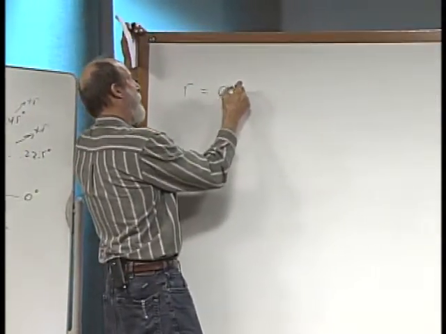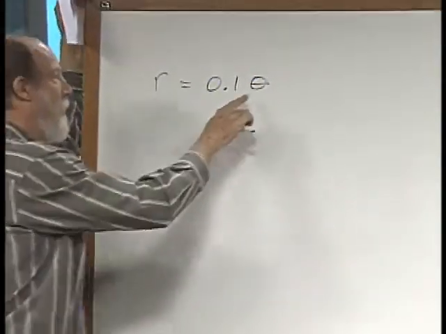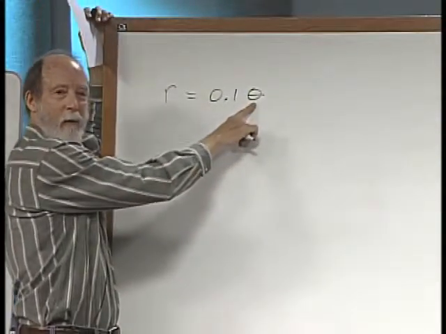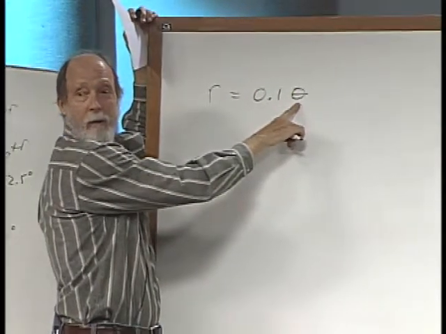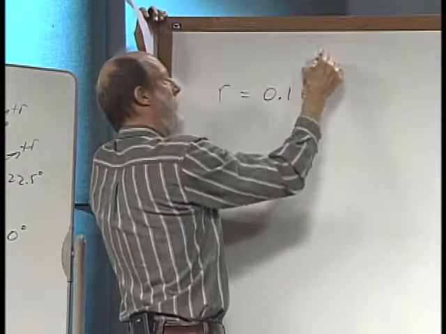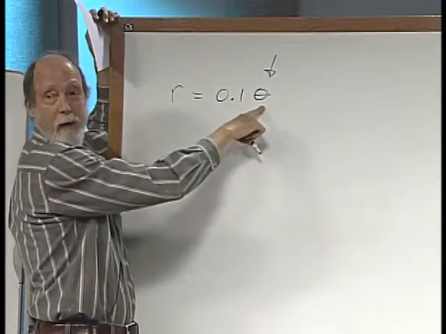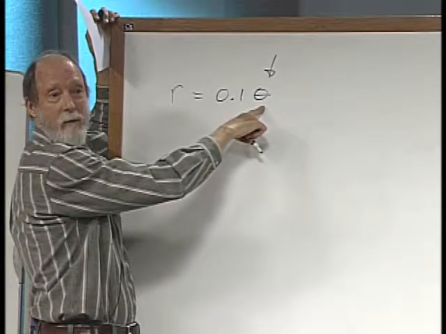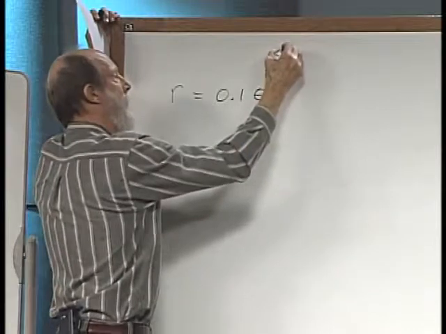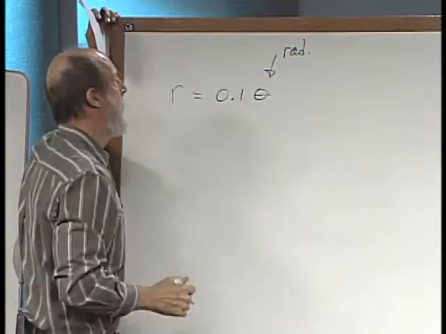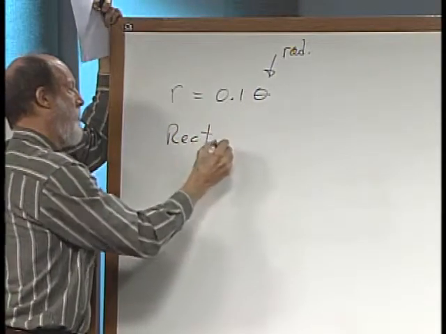Let's say I give you a radius that's 0.1 theta. You have to be thinking of these angles in terms of real numbers, not degree measure, but radian measure. If you see an algebraic type of expression involving your independent variable, you can't think of it as degrees. So this must be radian measure. What would the rectangular plot of this look like?